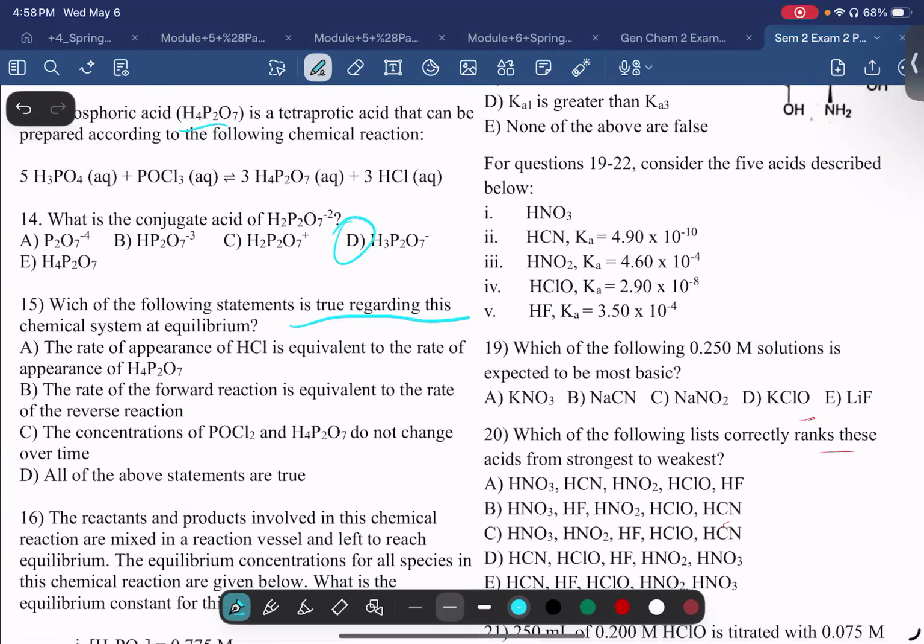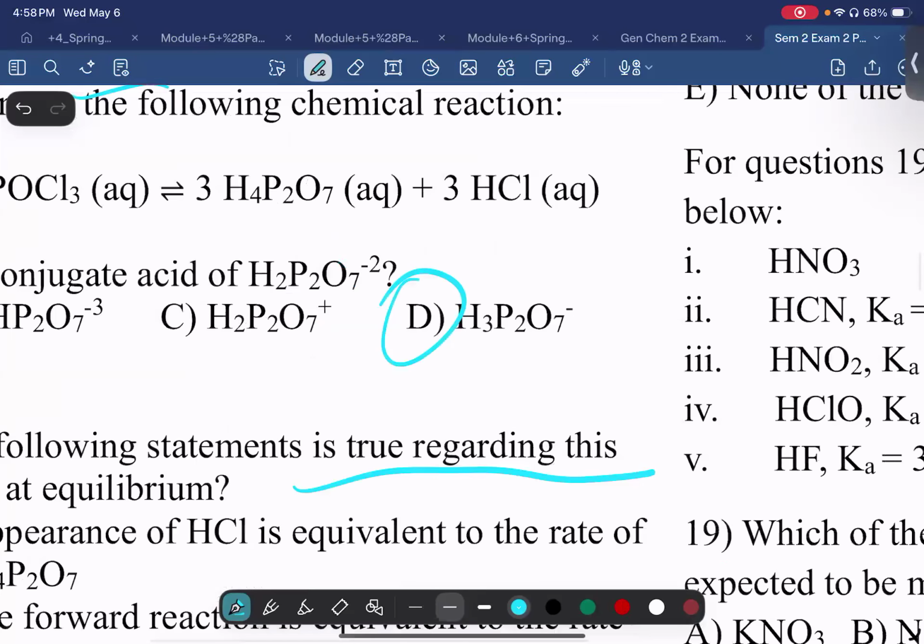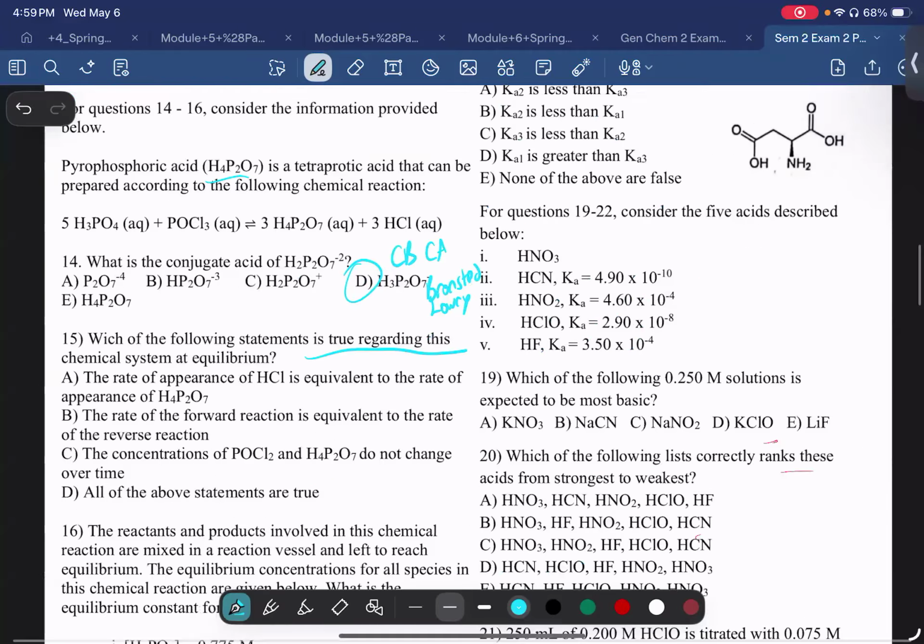Which of the following statements is true regarding this equilibrium, right? So this is the kind of question where it's so many words, right? It's kind of scary, right? Let me write this down. CB, CA, Brønsted-Lowry, right? That's the definition or the concept there.